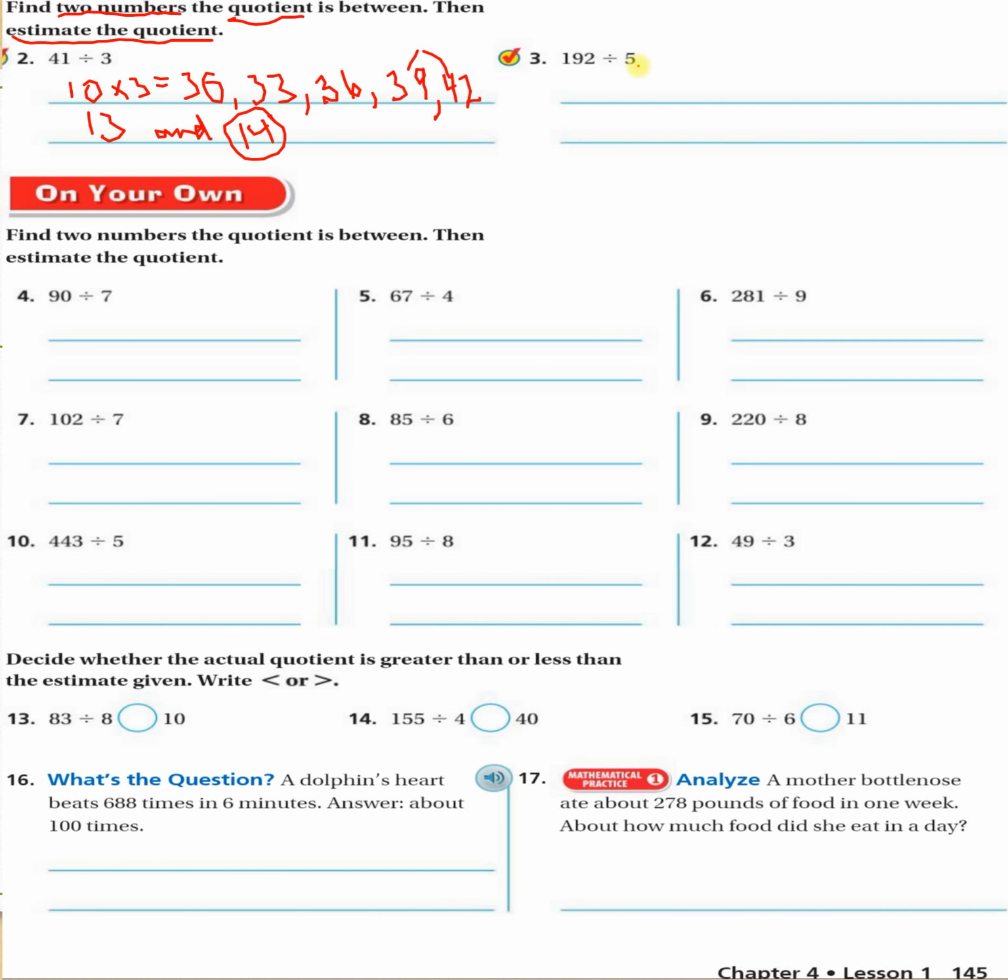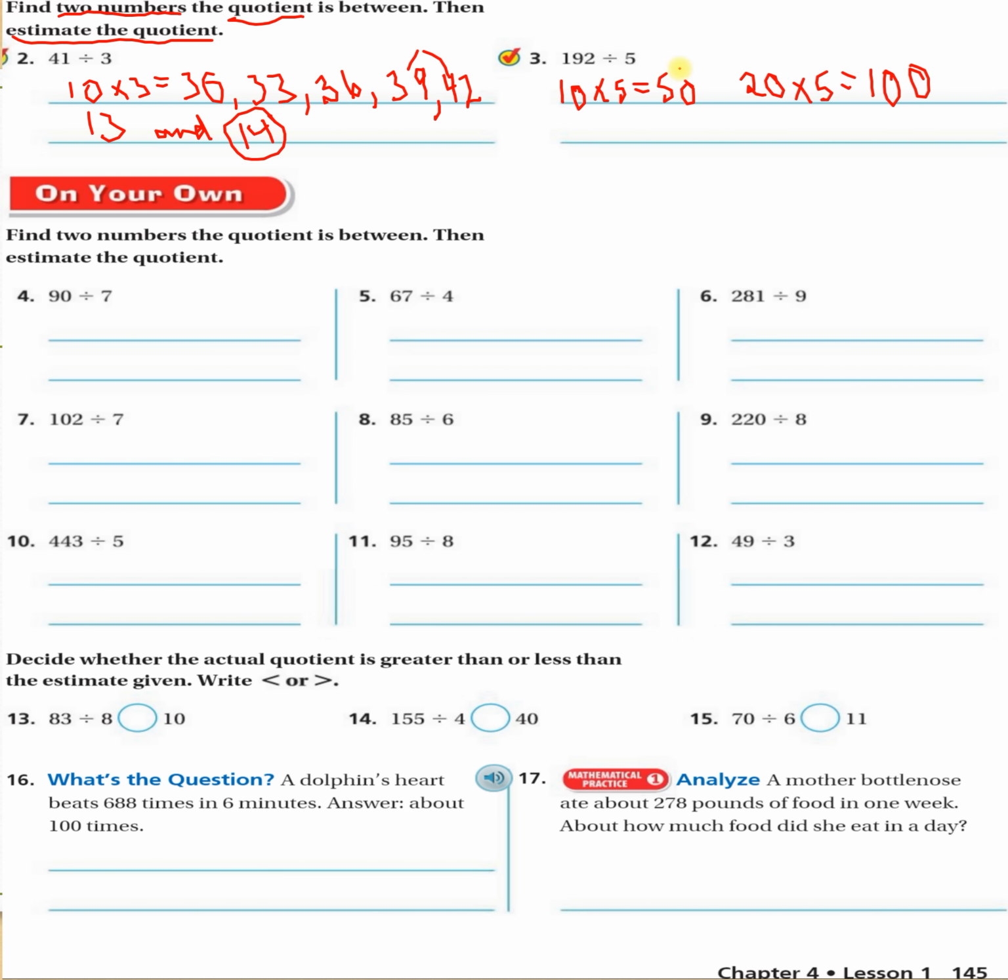So same thing over here. I have 5. I could count by 5s, but I'm going to jump all the way up to 10. 10 5s, which would be 10 times 5, which is 50. Not quite as close as I'd like to get, so I'm going to jump another 10. 20 times 5. 5 times 2 is 10. Add my 0, that's 100.